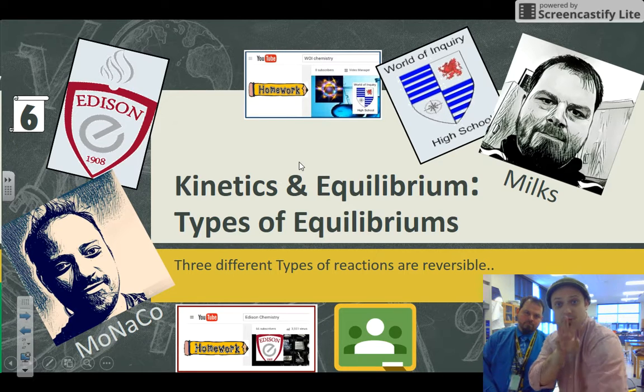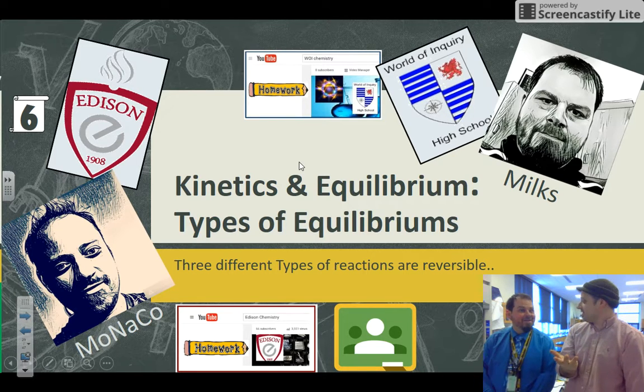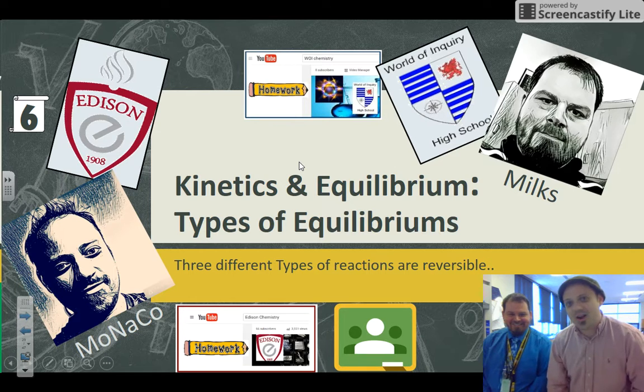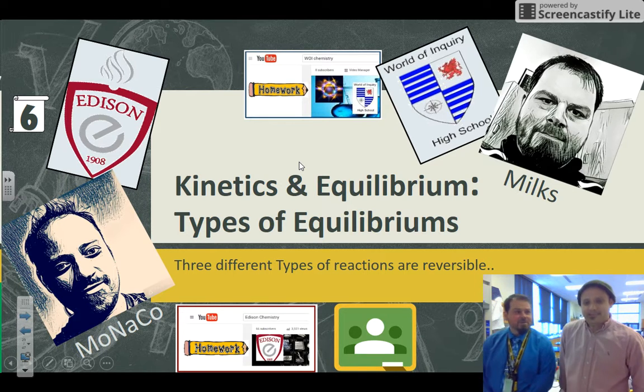Take three. Three types of equilibrium. What a coincidence. No, I was kidding. The universe talking to us. Yes, three types of equilibrium. We get to answer now, finally, what it actually is. Yeah. So let's see what we got.